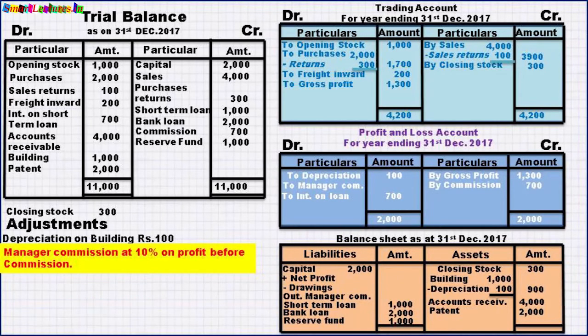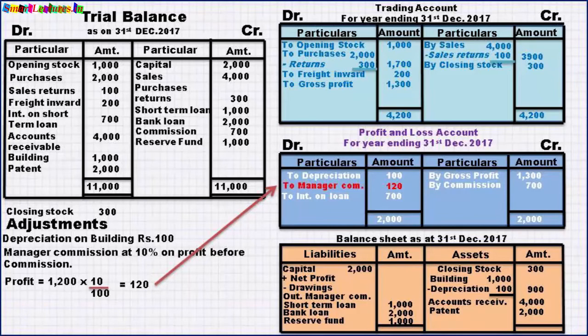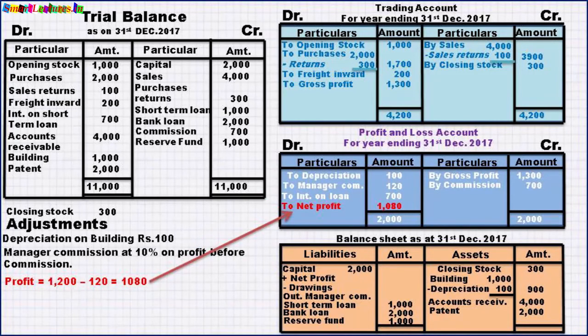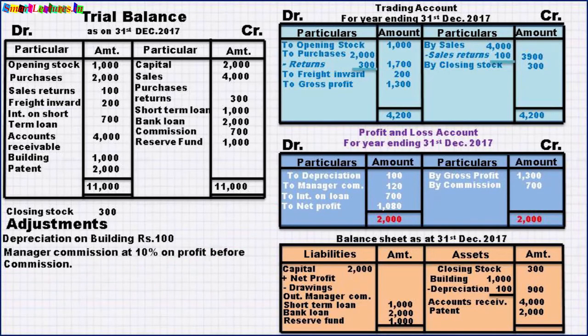because it has been clearly written in the adjustments, provide manager's commission at the rate of 10% of the net profit before commission. So the profit before commission is 1200, so outstanding manager's commission at the rate of 10% on the debit side will be 120. We had already left the space for amount, the amount will be 120. So what will be the net profit? 1200 minus 120, that will be 1080, and the total on both sides 2000.